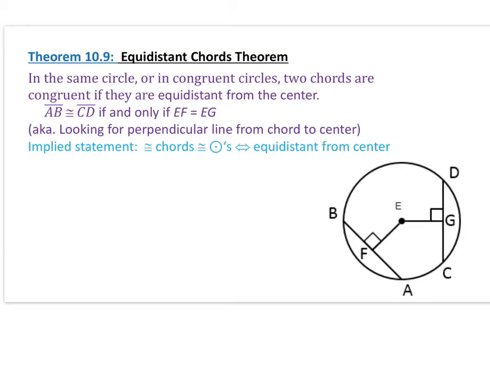So what we're saying is that if 2 chords are congruent, then they have to be equidistant from the center. So that makes this segment equal to this segment. So in other words, you're looking for perpendicular lines from the chord to the center. Super important, perpendicular segment to the chord from the center. And here's your implied statement. So get familiar with that, memorizing.